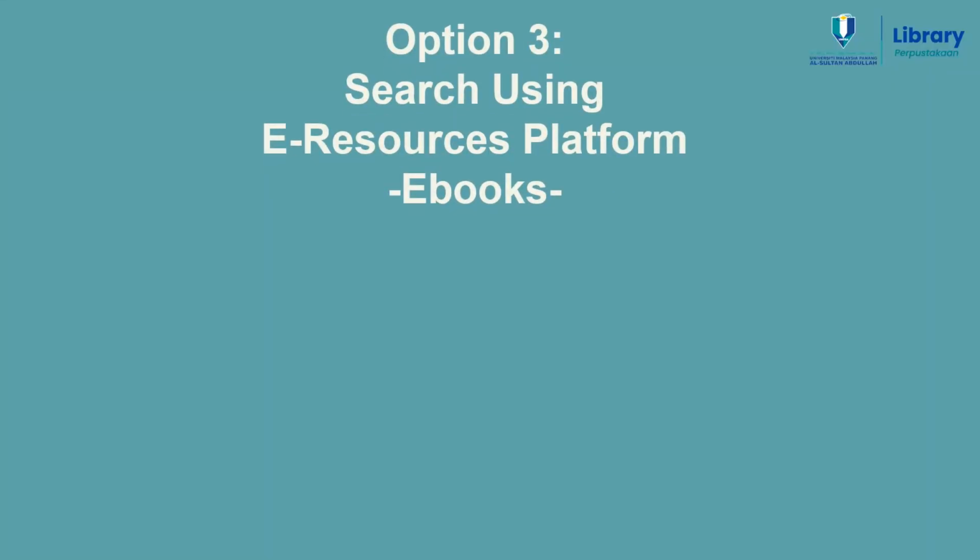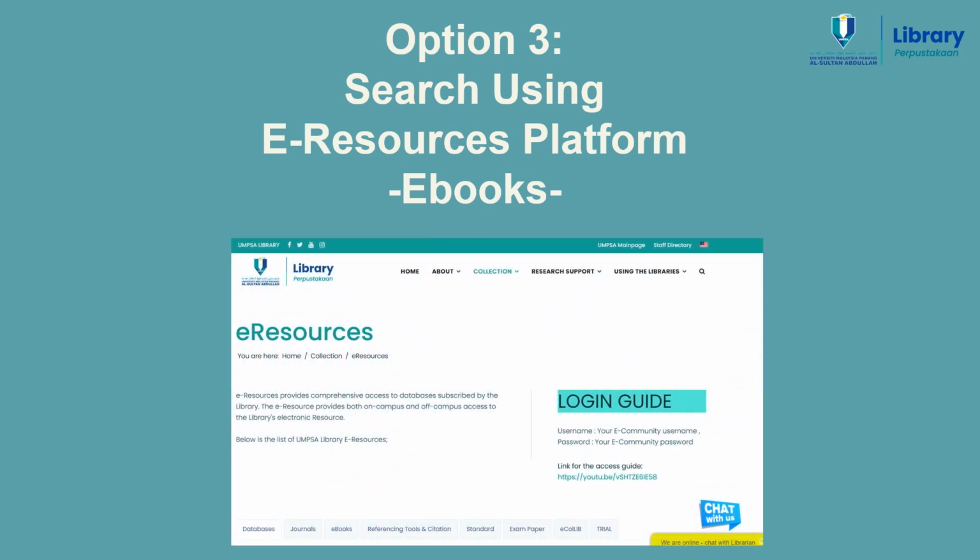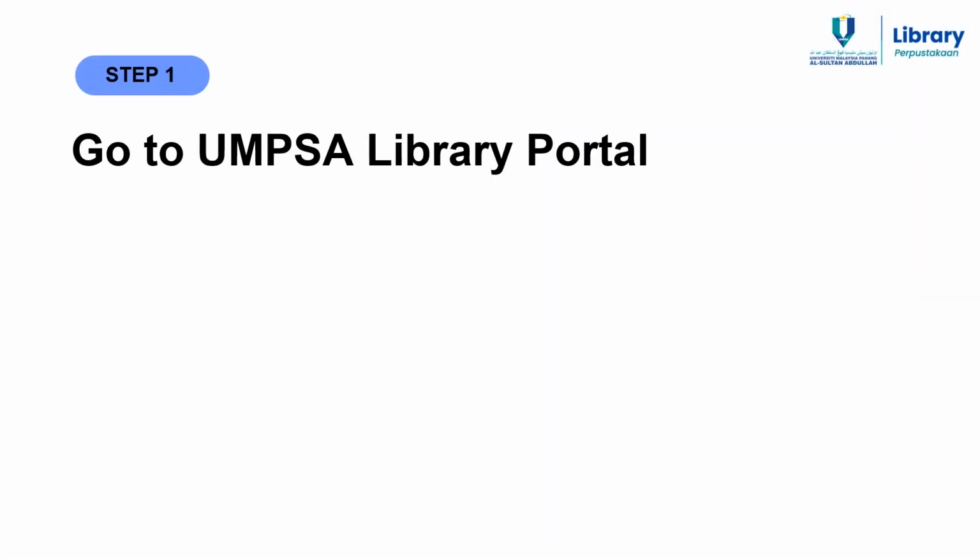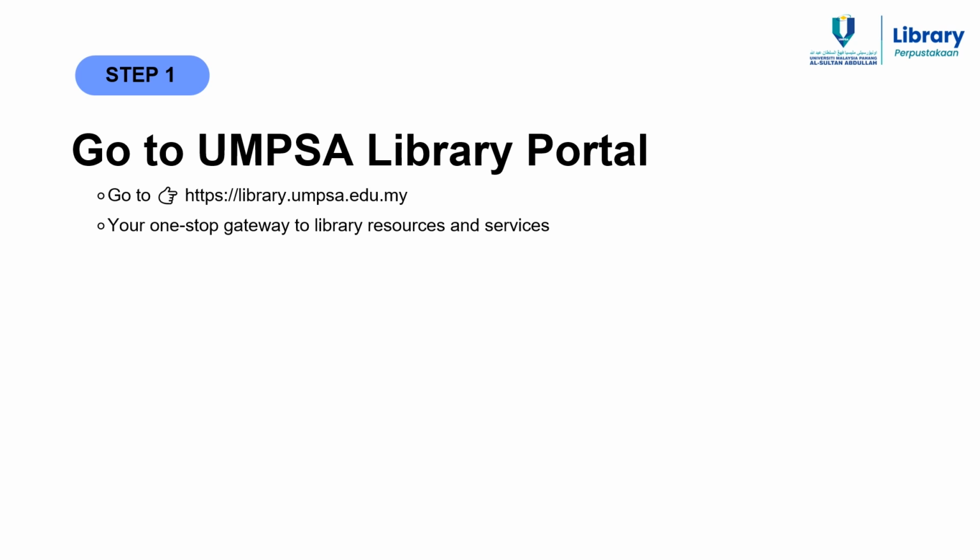Option 3 involves searching using the eResources platform, specifically focusing on eBooks. When you use this platform, you can quickly find relevant eBooks on your topic without having to go through physical copies or multiple sources. Now, the first step is to go to the UMPSA library portal. This is your one-stop gateway to all the library resources and services you might need.